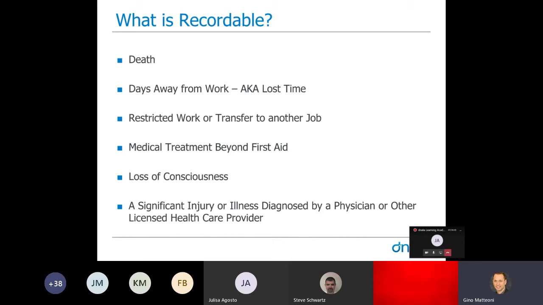A significant injury or illness diagnosed by a physician or other licensed healthcare provider, that diagnosis being a fracture, that diagnosis being a broken arm, as an example, all those things would be considered recordable.